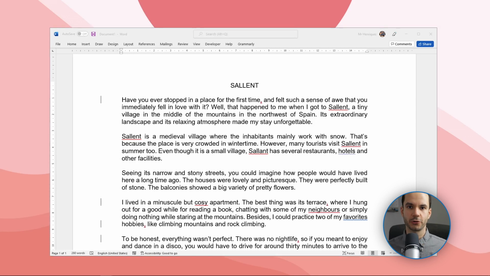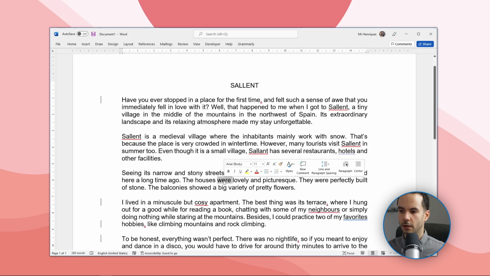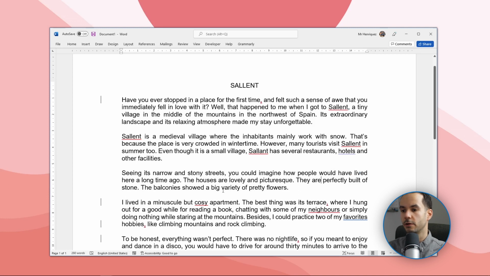So now for our first argument or first point that the author wants to make about Salon. So what we're going to do again is change the tense. Because the houses are still there. It's kind of a description. So I want to keep it in present tense. So that's the first thing I'm going to change. The houses are lovely and picturesque. They are perfectly built of stone, and the balconies show a big variety of pretty flowers.